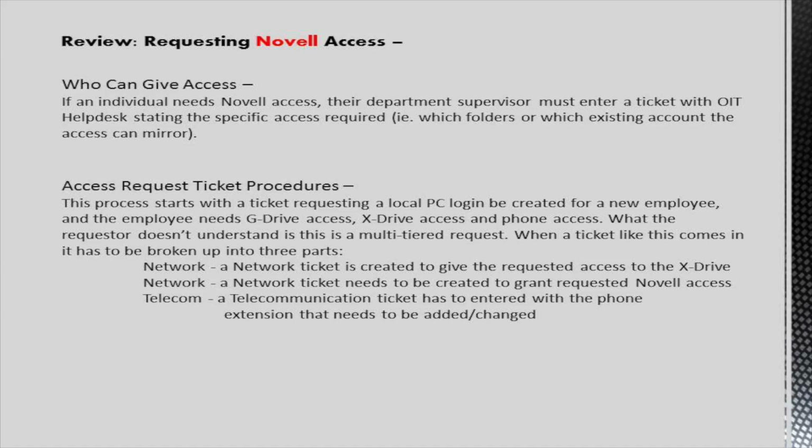A ticket may come into the help desk requesting access to Novell and the xDrive, and may include a request for a phone extension. This ticket should be broken up into 3 parts. Network. A network ticket is created to give the requested access to the xDrive. Network. Another network ticket needs to be created to grant requested Novell access. Telecom. A telecommunication ticket has to be entered with the phone extension that needs to be added or changed.